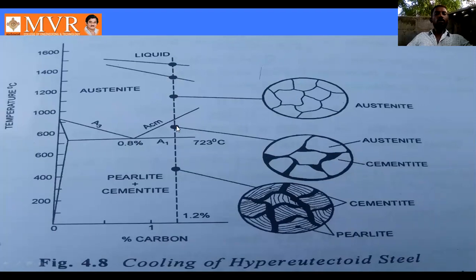At 723 degrees onwards, we can observe austenite plus cementite. At 500 degrees onwards, you can see cementite plus pearlite. The structure changes slowly like this: liquid, then austenite plus cementite, then cementite plus pearlite. This we can call the cooling of hypereutectoid steel. The carbon content is 0.8 to 2%.